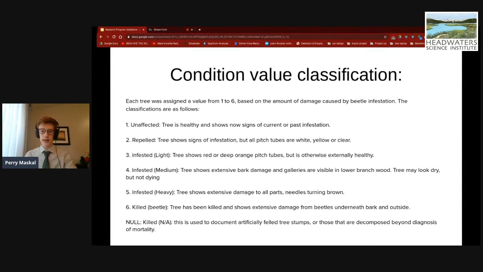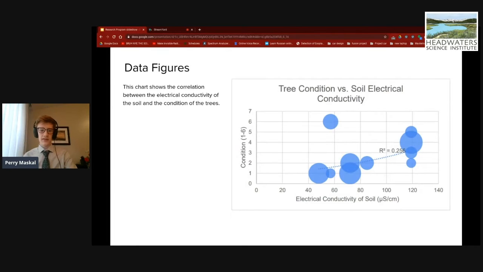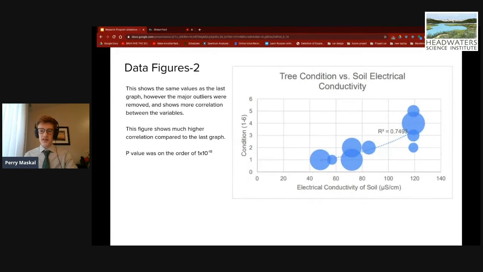So for my data figures, this chart shows the correlation between the electrical conductivity of the soil and the condition of the trees. It's a bubble graph, so the larger each point is, the more trees were assigned that value at the site. This is the second chart I made. It shows the same exact values as the last graph, but I removed the major outliers.